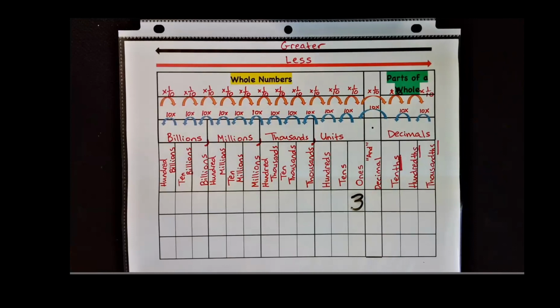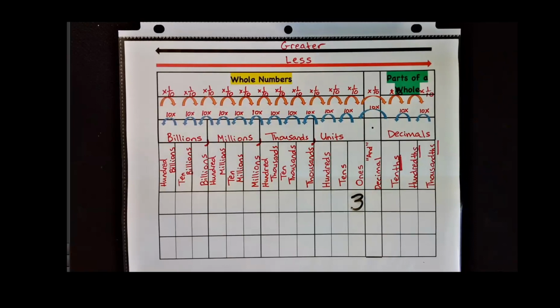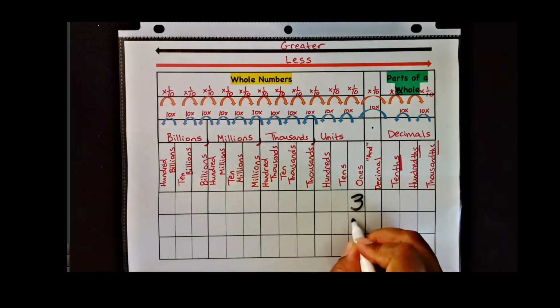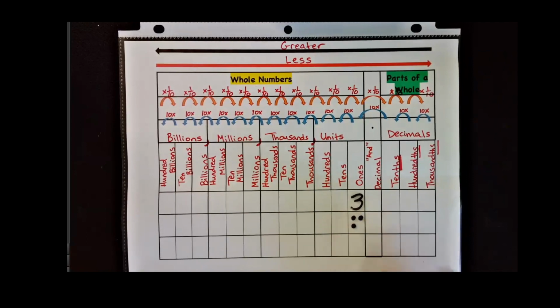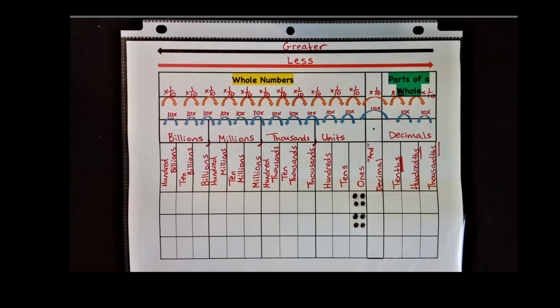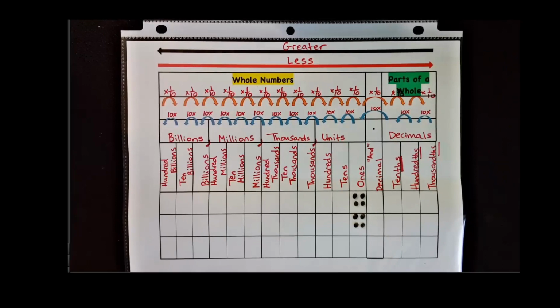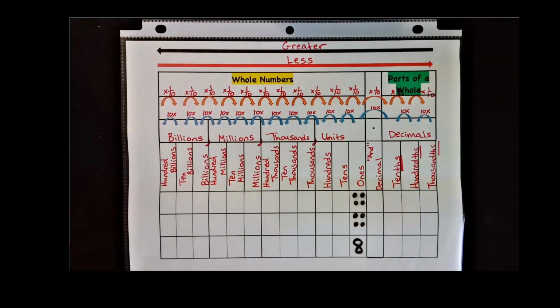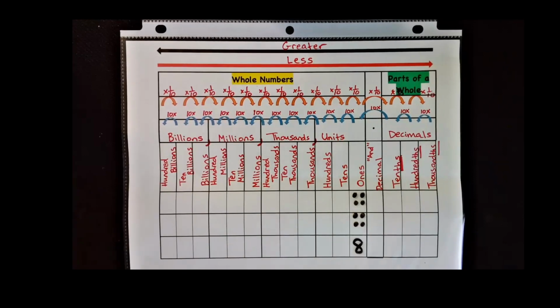I can also show this value of 3 ones using discs. On my place value chart, I can draw 3 discs in the ones place. Here, I have 8 discs in the ones place. This shows that I have 8 ones. 8 ones is equivalent to the digit 8. When I show it with just the digit 8, that's called the standard form.